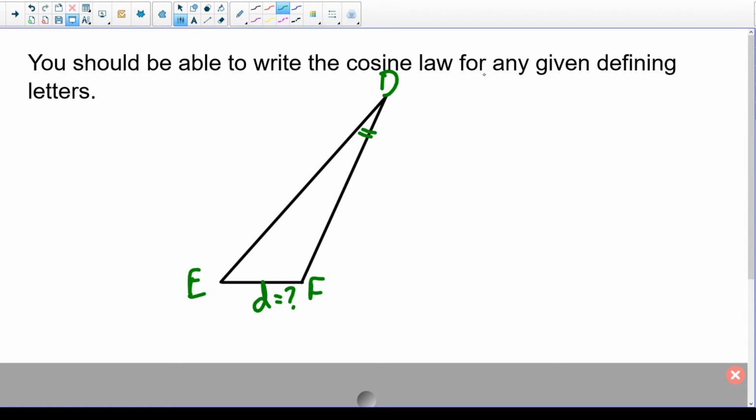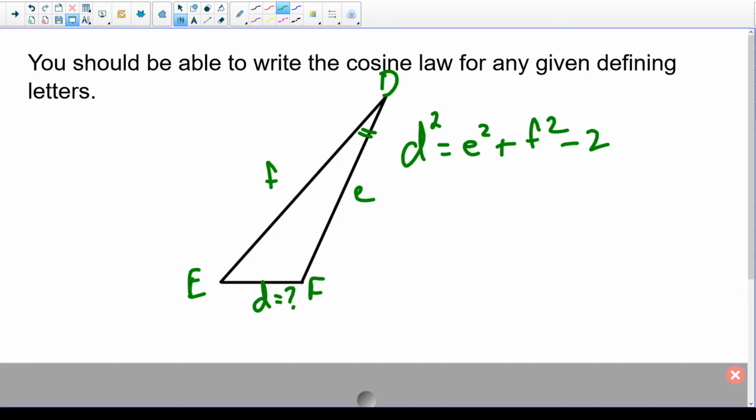So using the guide of the previous equations, this is the way I usually think of the cosine law. The cosine law starts by looking kind of like the Pythagorean theorem. So what are the other two letters involved with d squared? Well, what are the other two letters involved in this triangle? It's little e and little f. So you'd have little e squared plus little f squared.